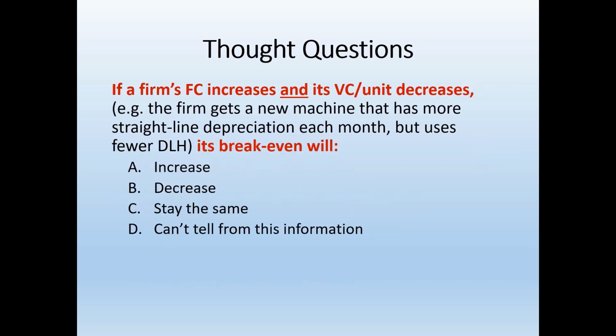What if more than one thing changes in the firm's price or cost structure? For example, supposing a firm gets a new machine, and that machine has higher depreciation each month, but it's faster, so it uses fewer direct labor hours. That means that the firm's fixed costs are going to increase and its variable cost per unit is going to decrease. How will that affect break even?